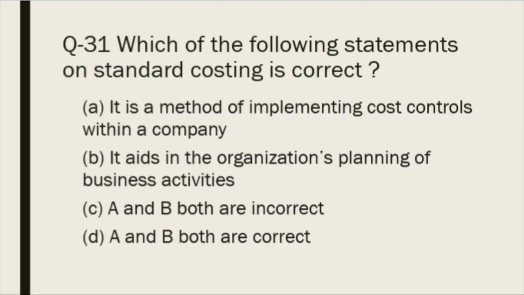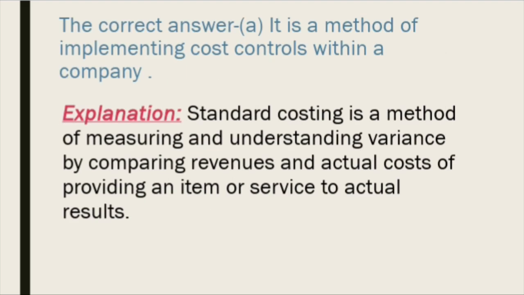Next one is that which of the following statements on the standard costing is correct? It is a method of implementing cost controls within a company. It aids in the organization planning of business activities. A and B both are incorrect. A and B both are correct. The correct answer is it is a method of implementing cost controls within a company. The explanation is that standard costing is a method of measuring and understanding variances by comparing revenues and actual cost of providing an item or service to actual results.